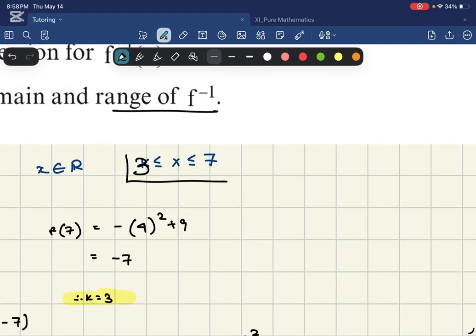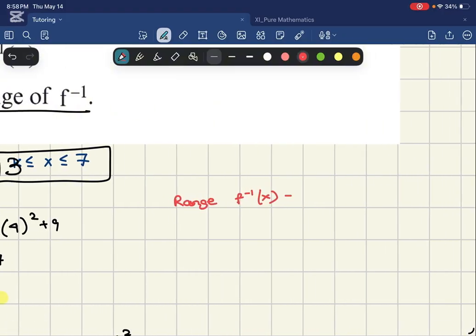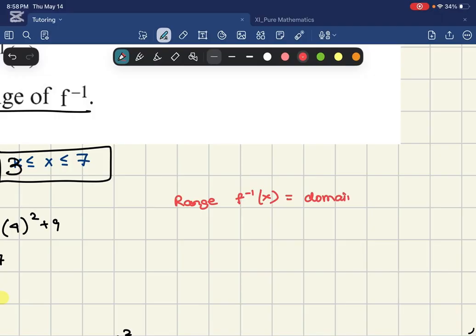The range is going to be the domain of f of x. So range of f inverse of x is equal to domain of f of x, and therefore f inverse of x has to be between 3 and 7.